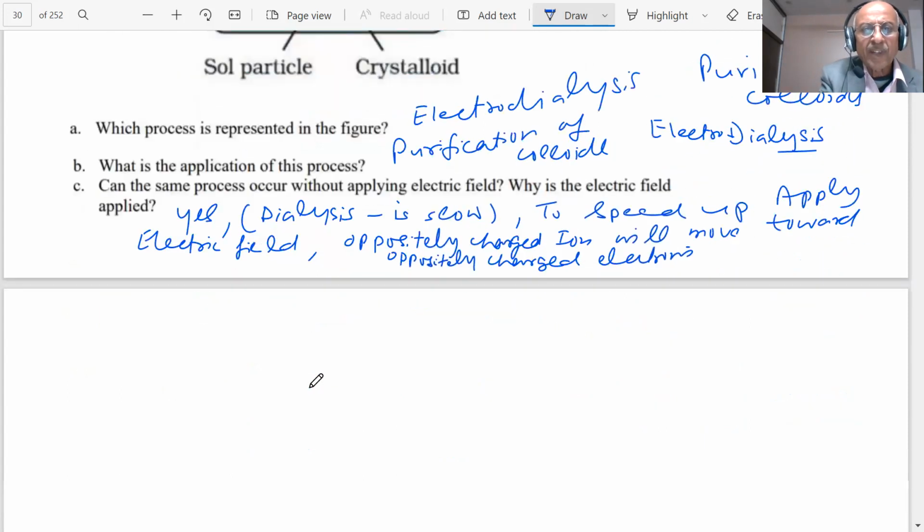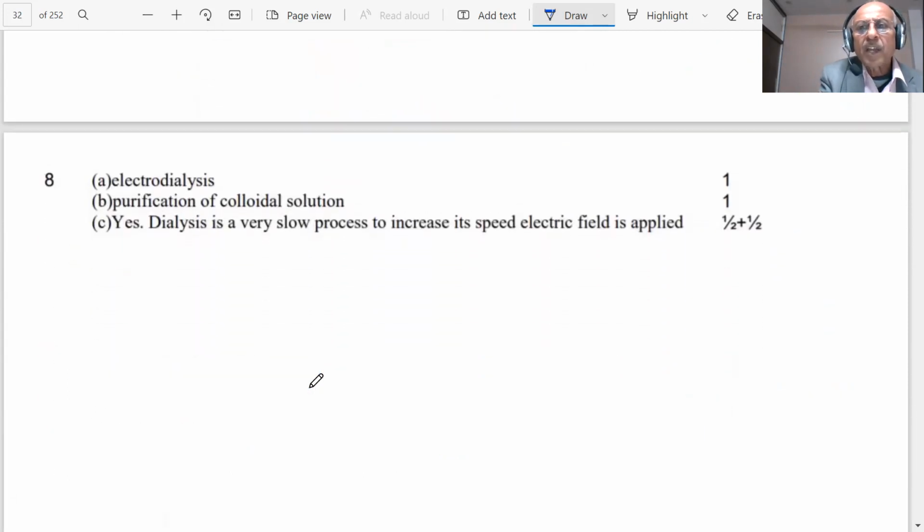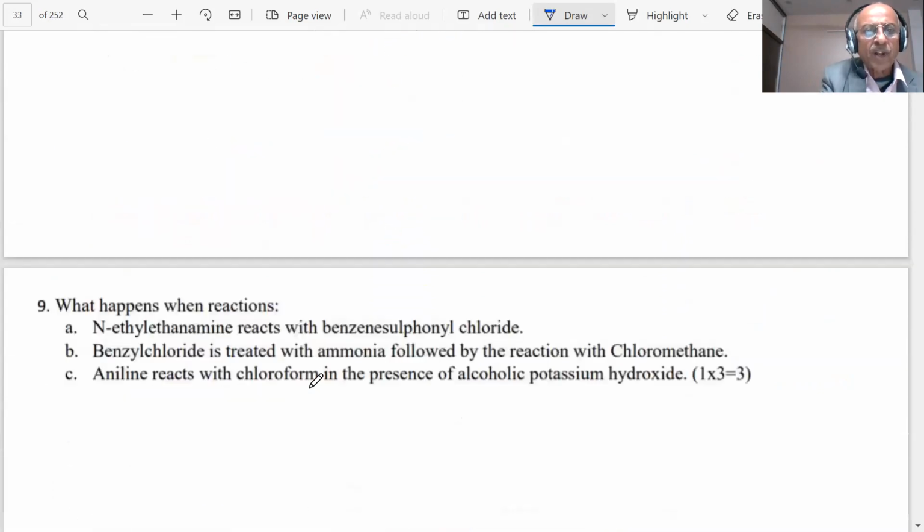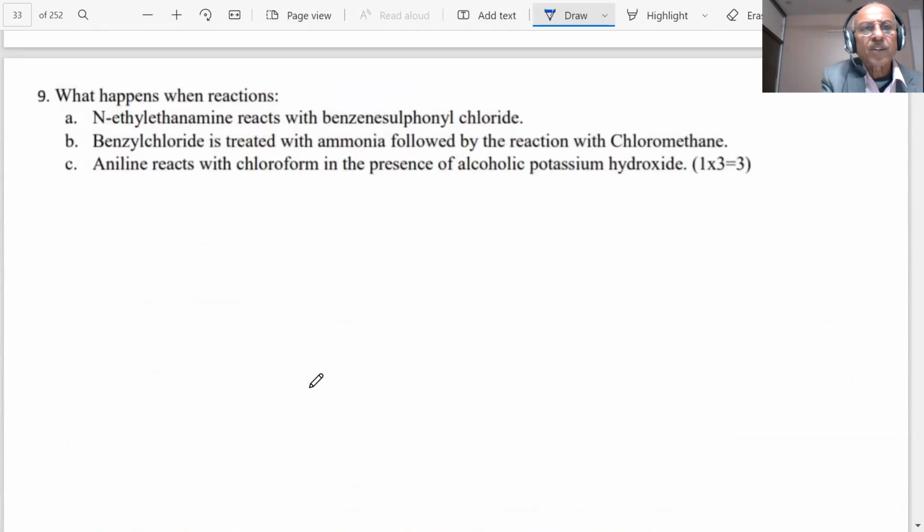Let us see the answer given by the CBSE. Again, electrodialysis, purification of colloidal solution. Yes, dialysis is a very slow process. Purification and this. Okay, the question is answered. Next question is coming on the screen.